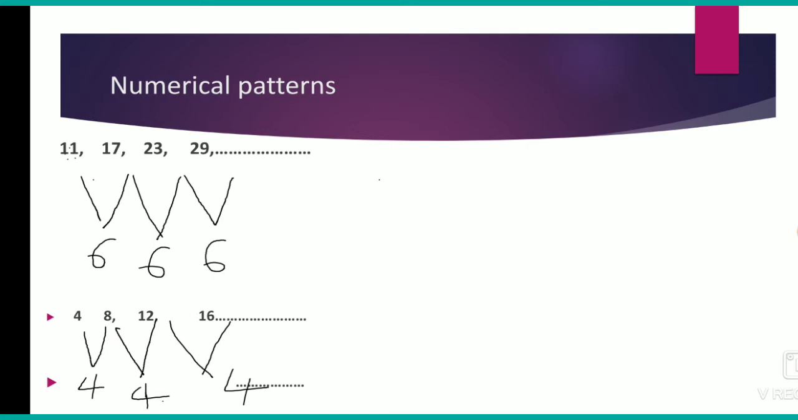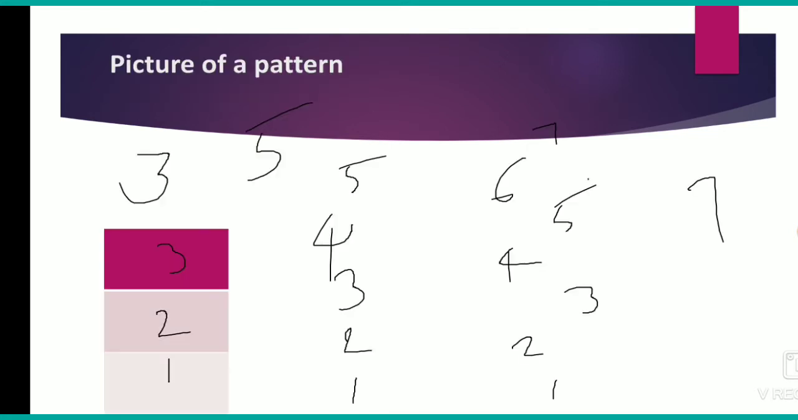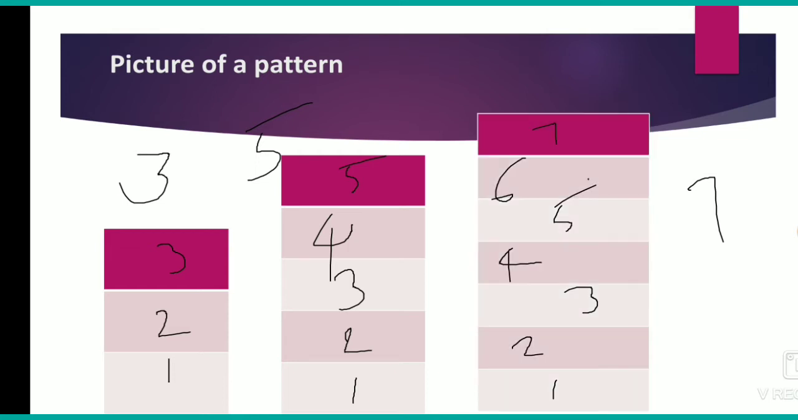Next, let us see this picture. In the first picture we have 3 rectangles, then 2 more on those 3 rectangles, that is 5 rectangles, and then 7 rectangles. Here also 2 is added each time. 3 is the first number and 5 is the second number, and 5 is increased by 2 and 7 is also increased by 2.